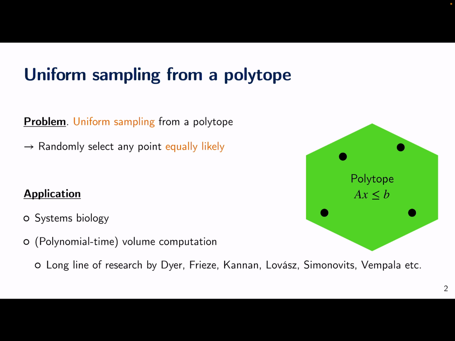polytope sampling. Your goal is to simply pick a point randomly, and equally likely, within a polytope. This simple problem has found many applications, for example, in systems biology, but especially in the context of theoretical computer science (TCS). This uniform sampling has been an important subroutine for volume computation algorithms, which was essentially initiated by Dyer-Frieze-Kannan. And then many researchers have worked on this problem.